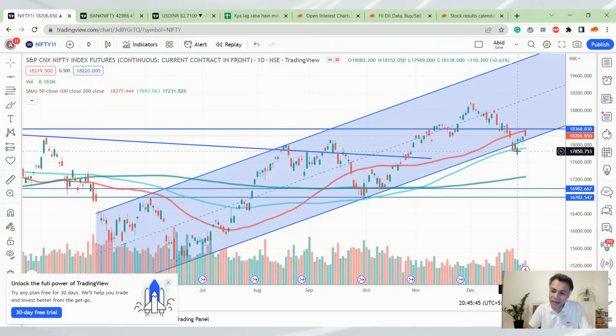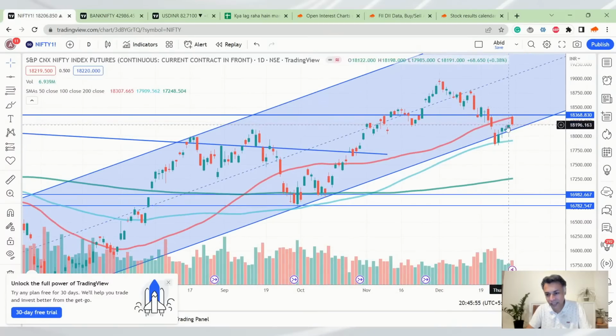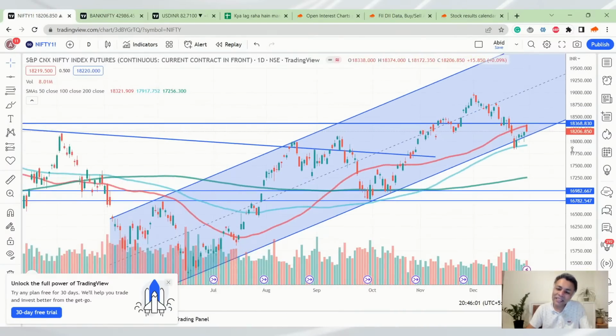Basically, there was a clear reversal here. There was a 100 EMA support here. Then it got back into channel. There was again a rejection here. This is what you're seeing here, right? This Thursday's candle is a bullish inverted hammer.